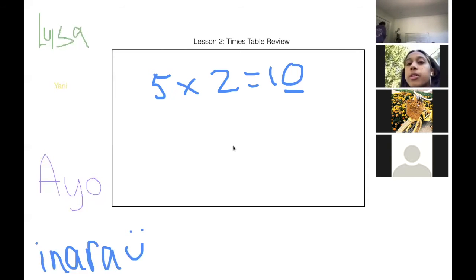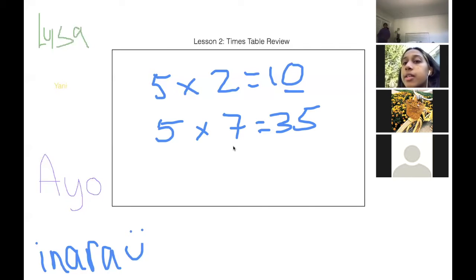So that works with odd numbers too. So 5 times 7 is 35, and that ends in a 5. We know that any number that doesn't end in 5 or 0 is not divisible by 5. So if it ends in anything other than 5 or 0, then it's not divisible by 5.